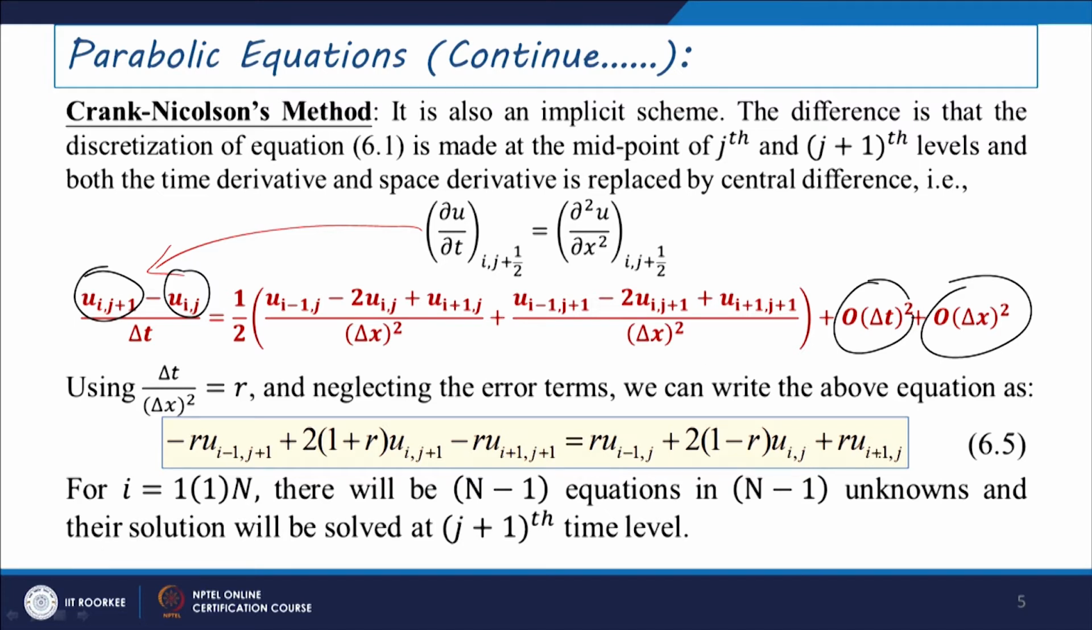So, this equation set will vary from i equals 1 to n. Hence there will be n minus 1 equations with n minus 1 unknowns, and their solution will be obtained at the (j+1)th level.